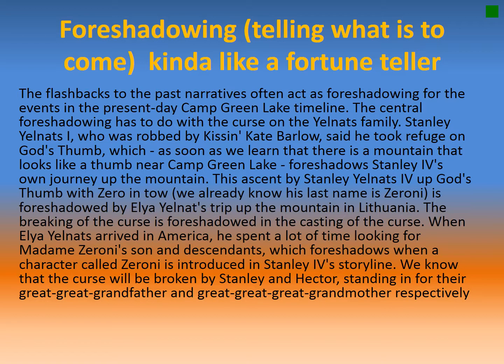This ascent by Stanley Yelnats IV up God's thumb, with Zero in tow, we already know his last name is Zeroni, is foreshadowed by Elia Yelnats' trip up the mountain in Lithuania. The breaking of the curse is foreshadowed in the casting of the curse. When the Yelnats arrive in America, he spent a lot of time looking for Madame Zeroni's son and descendants, which foreshadows when a character called Zeroni is introduced in Stanley IV's storyline. Who is that person? You got it. We know that the curse will be broken by Stanley and Hector, standing in for their great-great-grandfather and their great-great-grandmother, respectively.